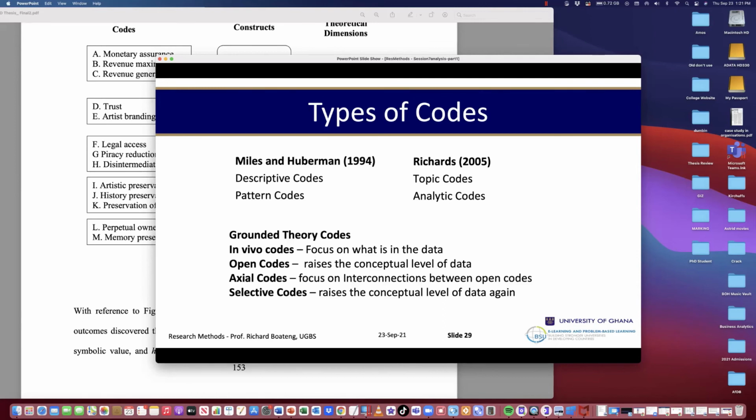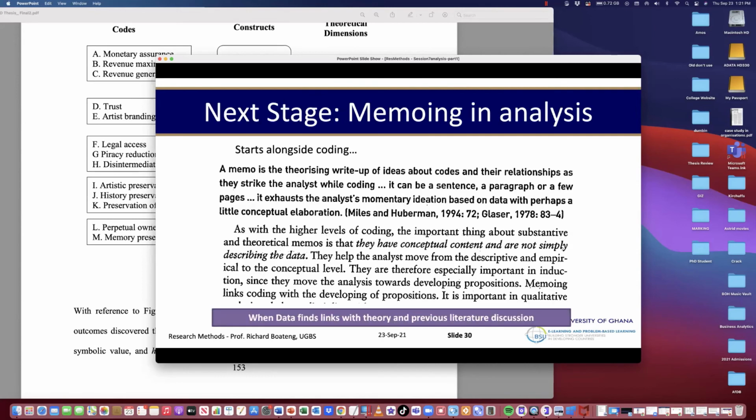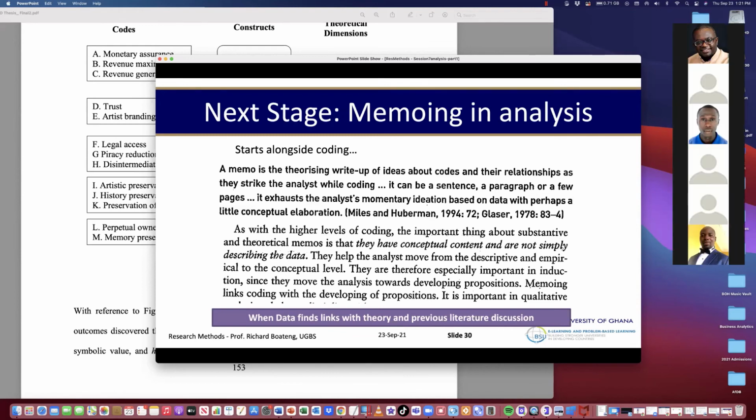Okay. Good. Now, the next step is the memoing. When you start writing, memoing is theorizing write-up of ideas about codes and their relationships as they strike the analyst's files coding. It can be a sentence, a paragraph, or a few pages. It exhausts the analyst's momentary ideation based on the data with perhaps a little conceptual elaboration.